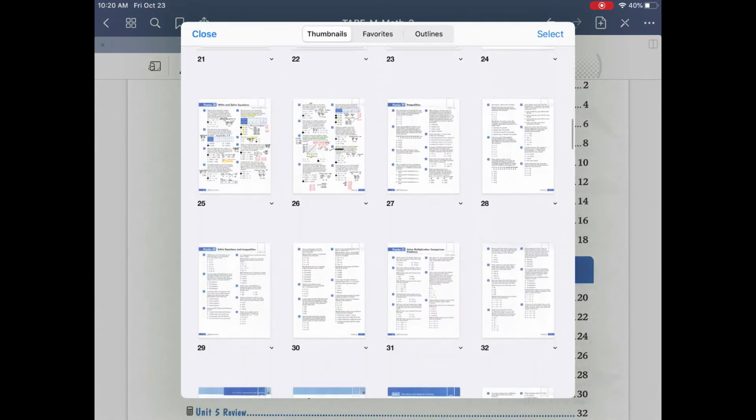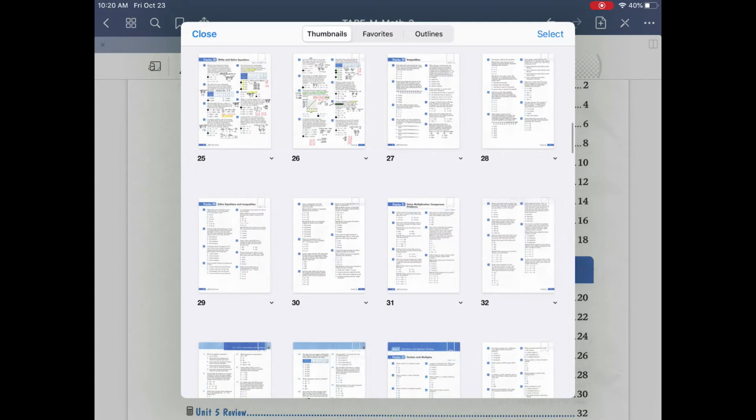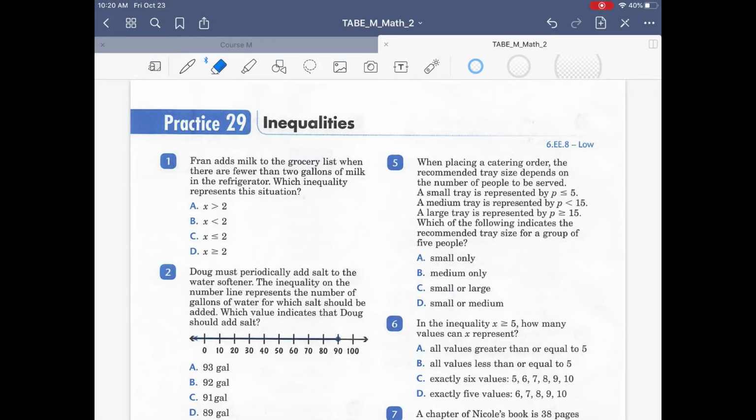If you have not watched the instructional video on inequalities, or if your teacher hasn't already shown you how to do these, please watch that first, because that's where the instruction, the lesson part of this is. This is a practice exercise. So I'm assuming that you already know what inequalities are and how to graph them.